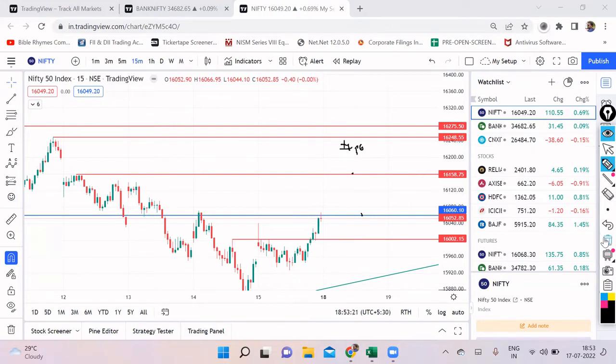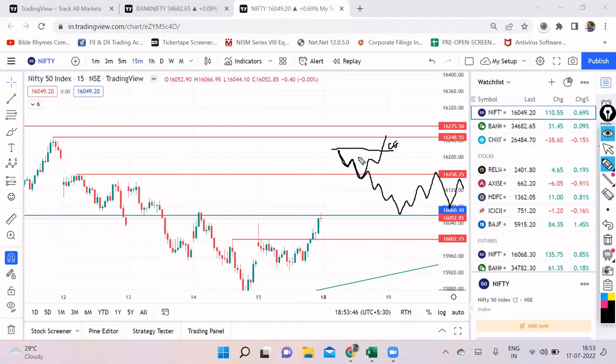So either the market will open gap up and slowly and steadily come and fill the gap, and then move sideways within this range, or it will give a dip until this place, and slowly and steadily change the price action and break the day high. So if it is breaking the day high, definitely we'll go long.